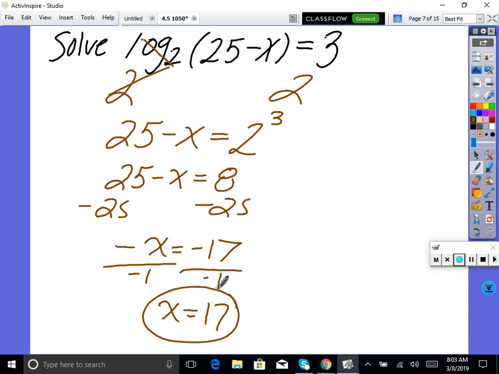X equals 17. Now I'd go back, plug it in to the inside of our logarithm. 25 minus 17, is it negative inside if I plug in 17? Nope, so all is good. Now just a reminder, make sure with these type of problems you isolate the log before you undo the log. So if there would have been a plus 1 on the outside of this parenthesis, you would make sure you got rid of that before you base 2'd both sides.